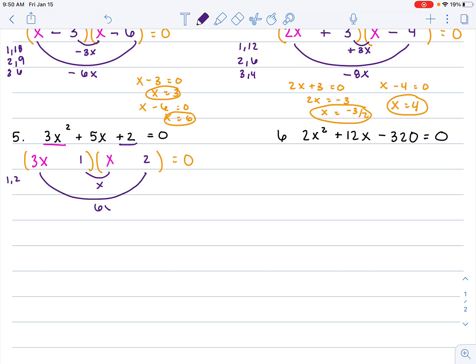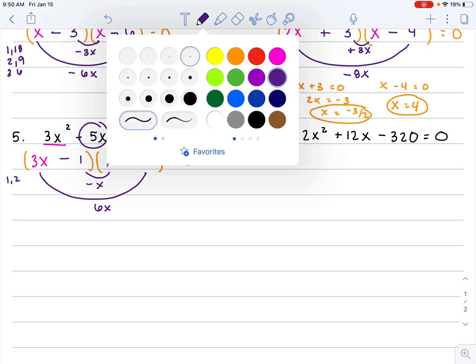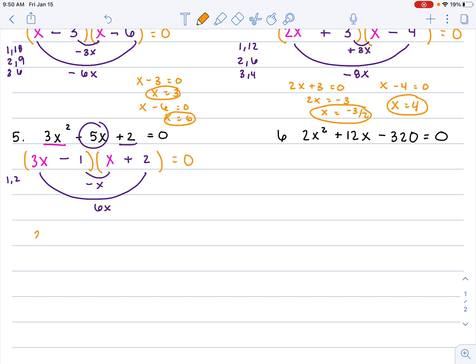I've got 1x and 6x. Is there any way you can make 1x and 6x into 5x? Yeah, I just need to subtract that 1x, negative and positive. We're going to set those both equal to 0 and solve now. 3x minus 1 equals 0, and x plus 2 equals 0. 3x equals 1, x equals 1/3, x equals -2.